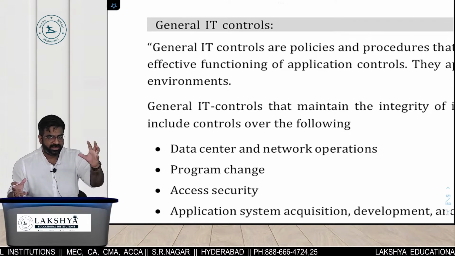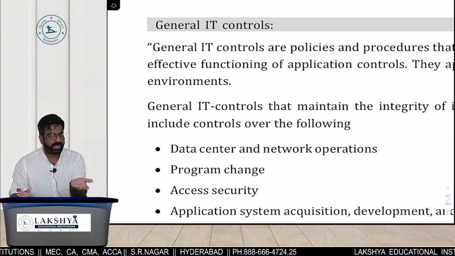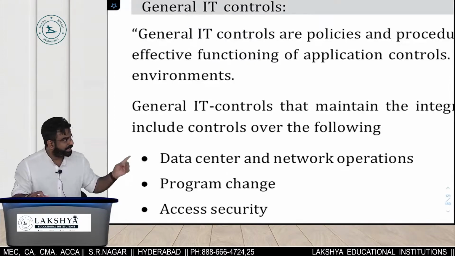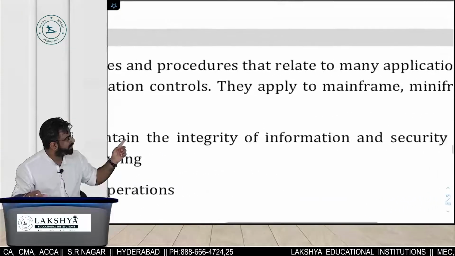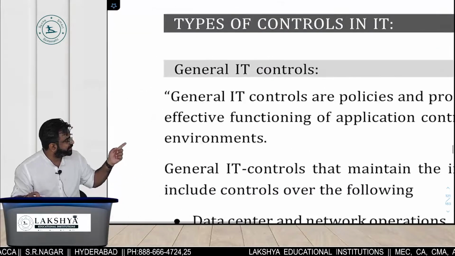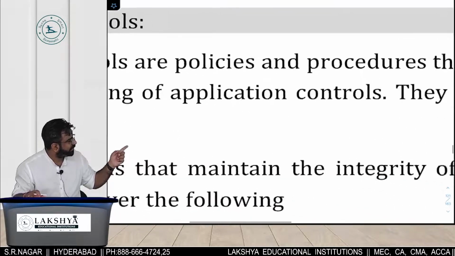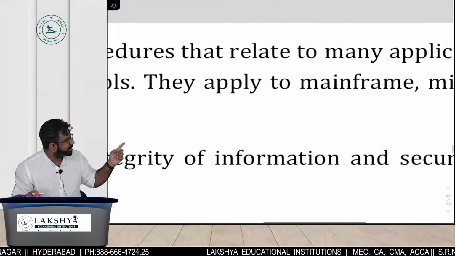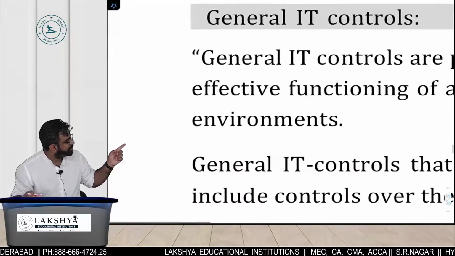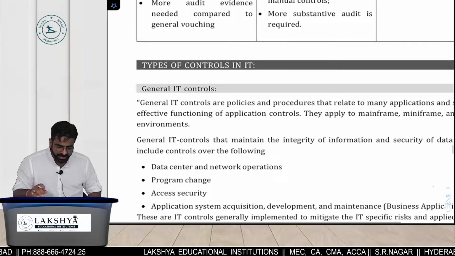So general IT controls support whom? Application controls. Now read point number 1 again. General IT controls are what? Policies and procedures that relate to many applications and support the effective functioning of which controls? Application. They apply to mainframe, mini-frame and what? End user environments. Clear? Next one.